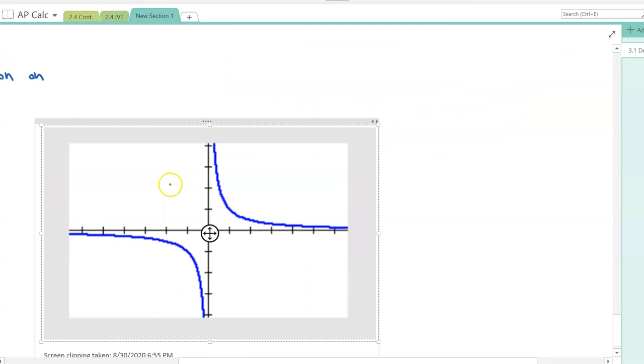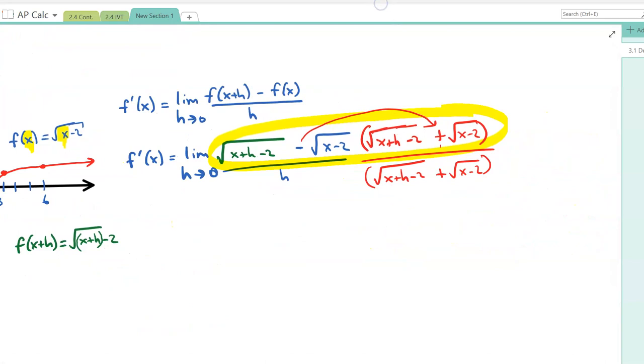Go back, sorry about that. So let's go back and clean this up. So we have f, oops, let's get back to blue. We have f prime of x equals the limit as h approaches 0. When you multiply those radicals, the first radical, we're going to get x plus h minus 2. That's multiplying this guy with this guy.